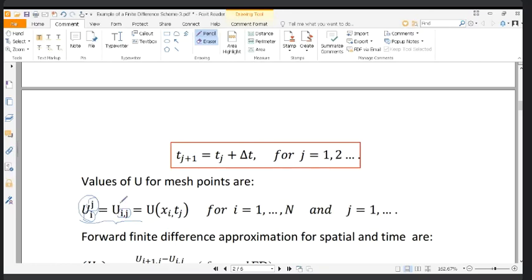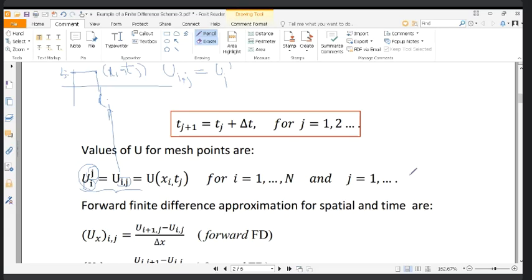Where u i j means the value of u at xi and tj in the mesh. In the mesh, the coordinate of this point is xi and tj, and the value of u at this point is u subscript I and j, or we can write u subscript I and superscript j. Both of them are correct, for I start from 1 to n and j start from 1 and so on.